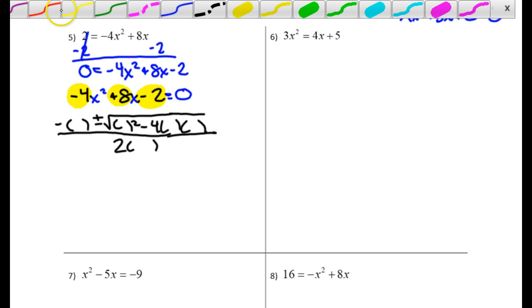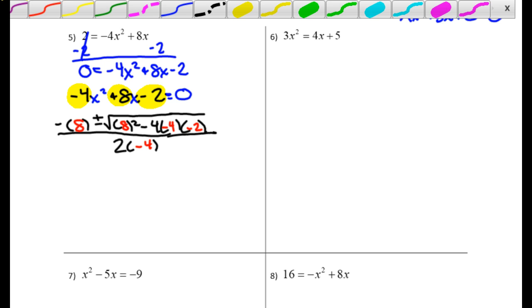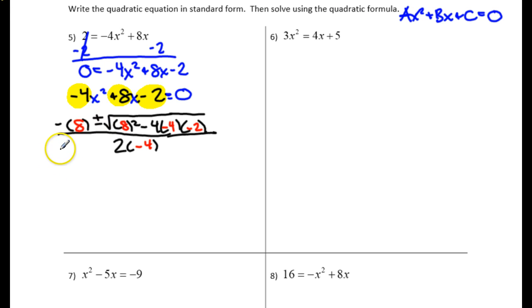Okay? So now if I go back and plug it in, my b value is positive 8. So this was negative b plus or minus the square root of b squared minus 4 times a, where a is negative 4, and my c is negative 2. My a is negative 4. Alright, so that's what our quadratic formula will look like now that we've rearranged the equation and plugged in our a, b, and c terms. Alright, so now we're going to simplify this.